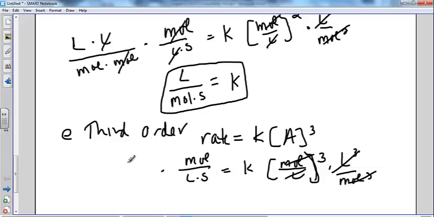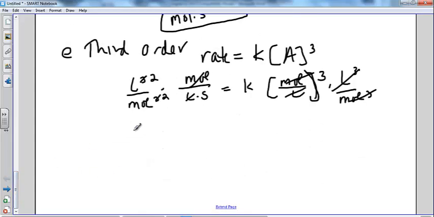Then over here, I'm going to have liters cubed over moles cubed. Well, that's going to cancel out one of them and take it down to squared. This is going to cancel out one of them and take it down to second. It's seconds squared, however you want to say it. So my unit for k for a third order reaction is going to be liters squared over moles squared times seconds, or whatever that time unit is, minutes, hours, whatever.